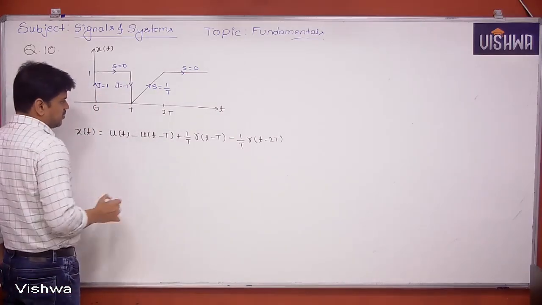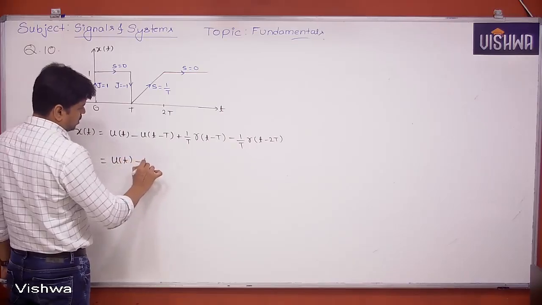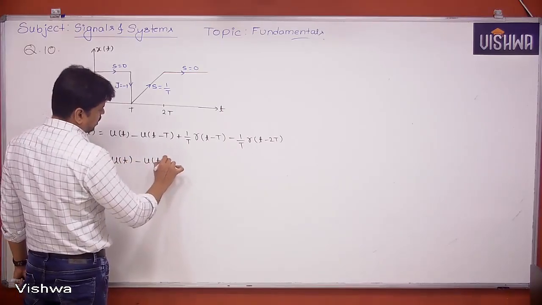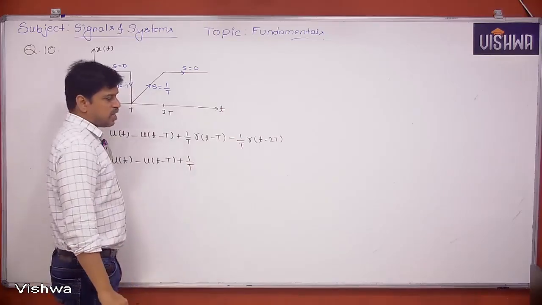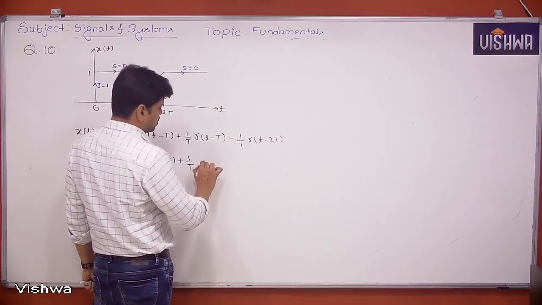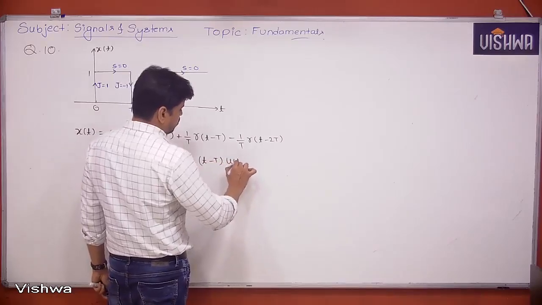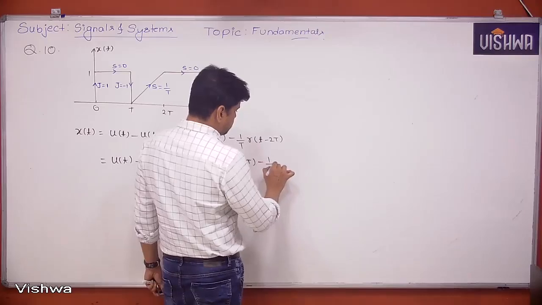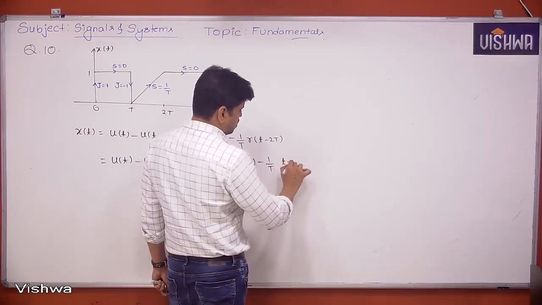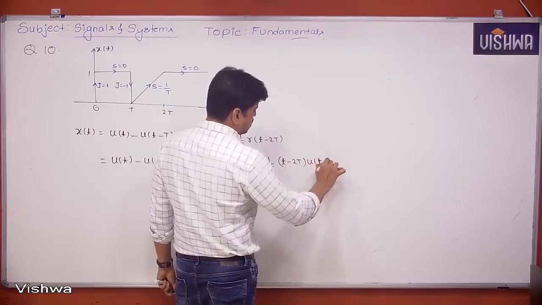So they haven't given this kind of answer. They said u of t minus u of t minus T plus 1 by T. What is r of t minus T? This can be written as t minus capital T into u of t minus capital T, minus 1 by T, t minus 2T into u of t minus 2T.